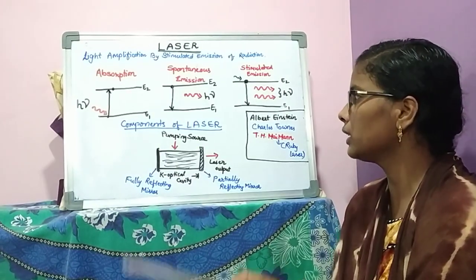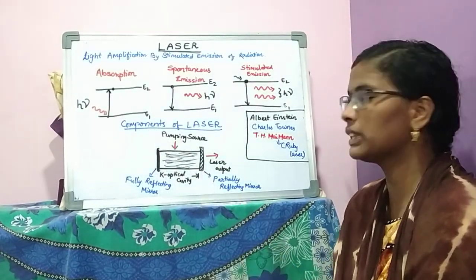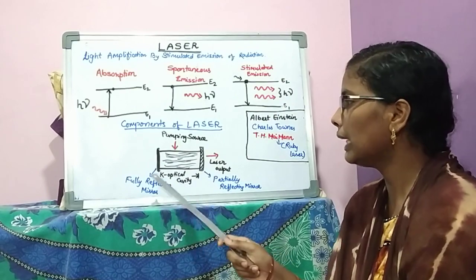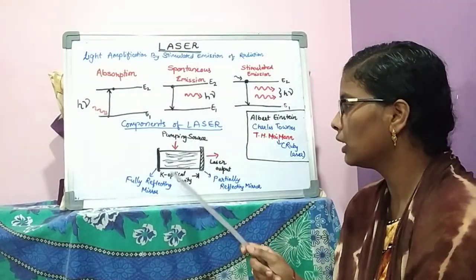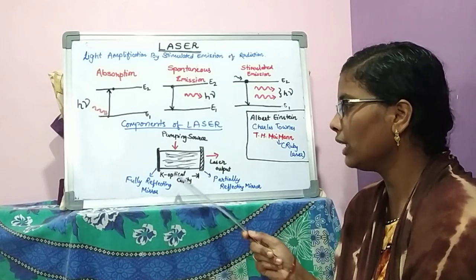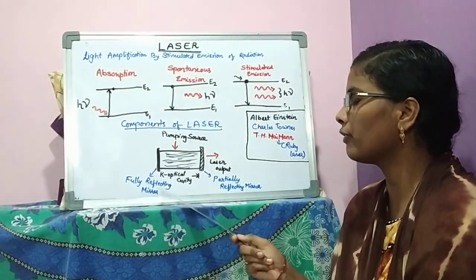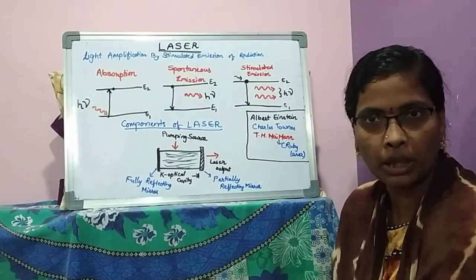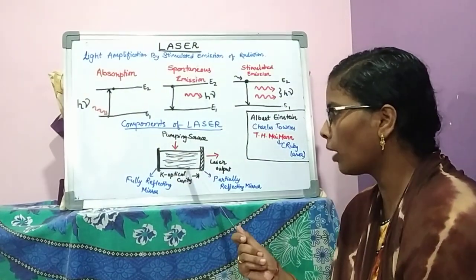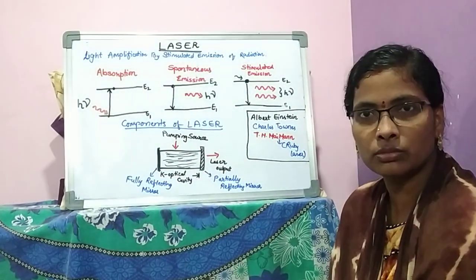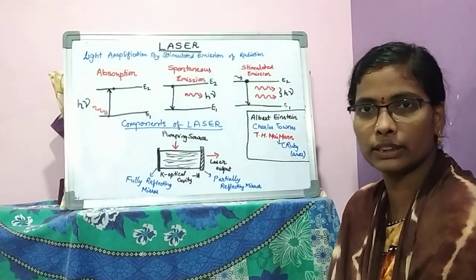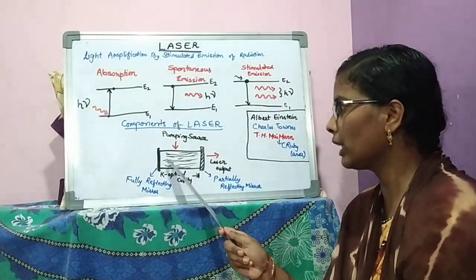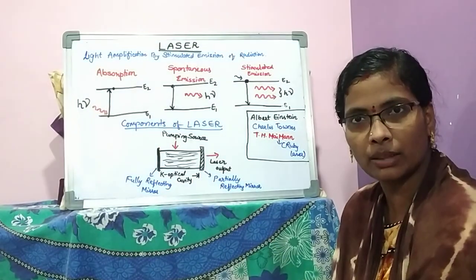Now let us discuss what are the components present in the laser. The laser has, first, a pumping source; second, an optical cavity; and third, a fully reflecting mirror and a partially reflecting mirror. The optical cavity consists of a medium. The medium may be a gas, solid, liquid, anything.